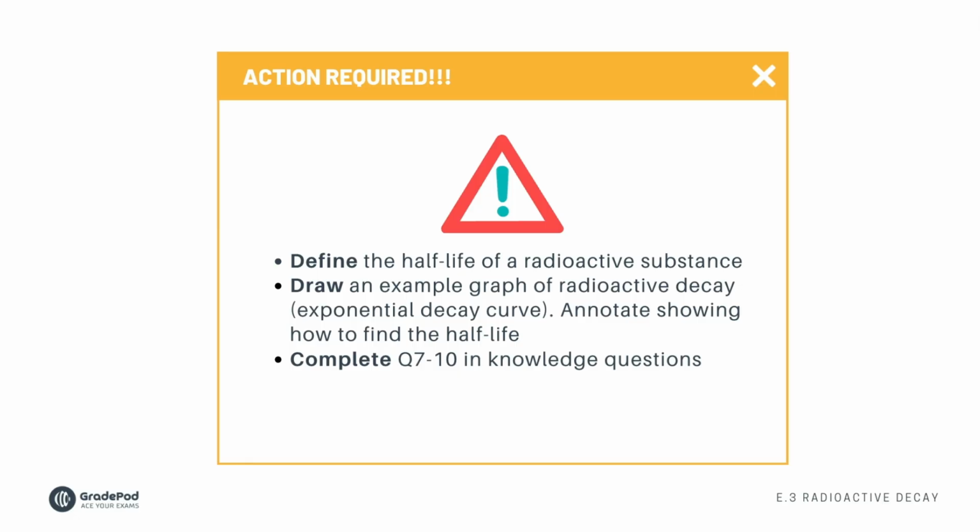Let's keep going. Let's keep working. Head to your revision note template and define the half-life of a radioactive substance in your definition section. Go to your common graphs section and draw an example graph of radioactive decay, which shows that very special exponential decay curve, and annotate that graph showing how you would find the half-life of a radioactive substance. And finally, complete questions 7 to 10 in knowledge questions.